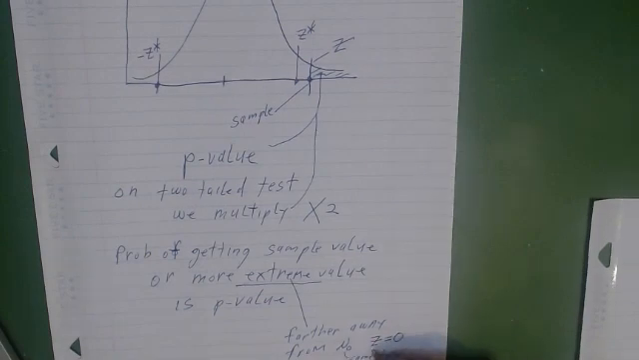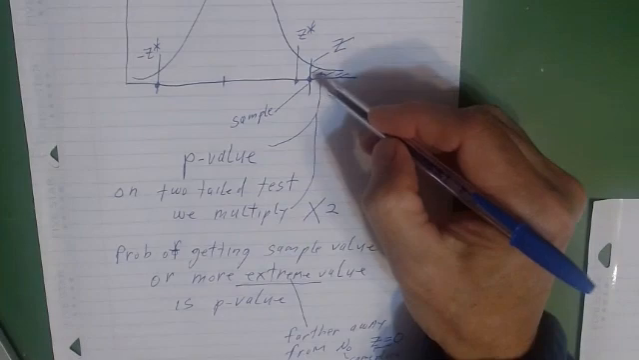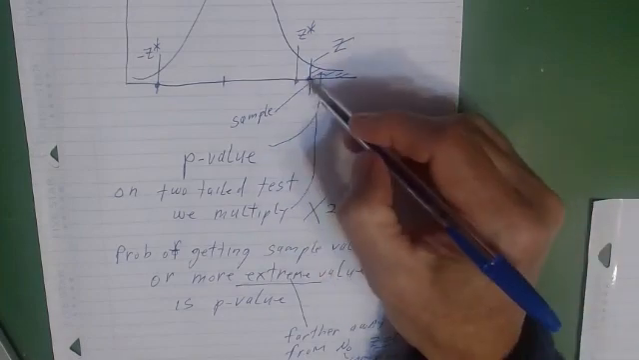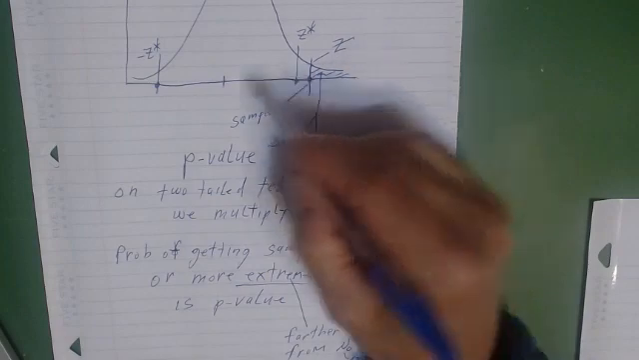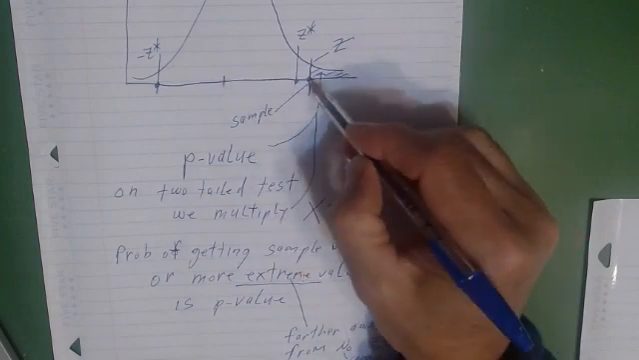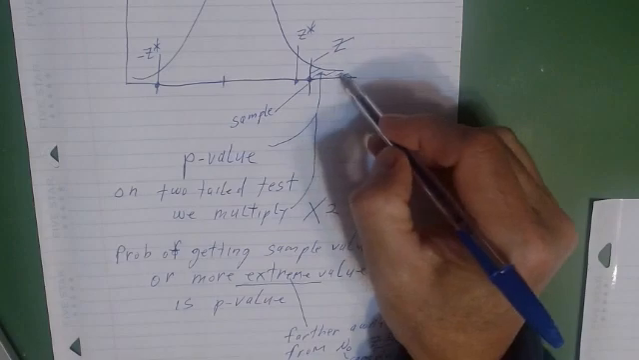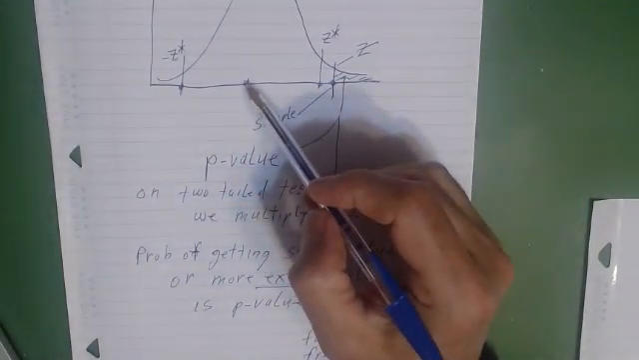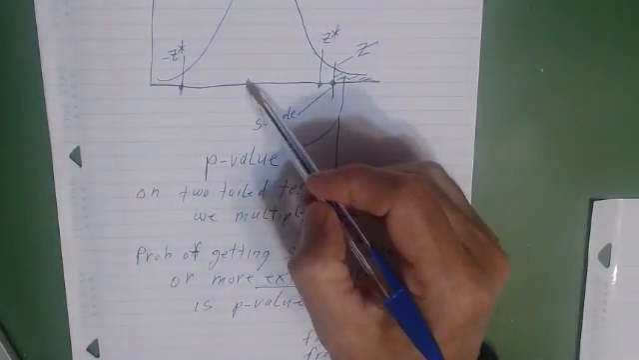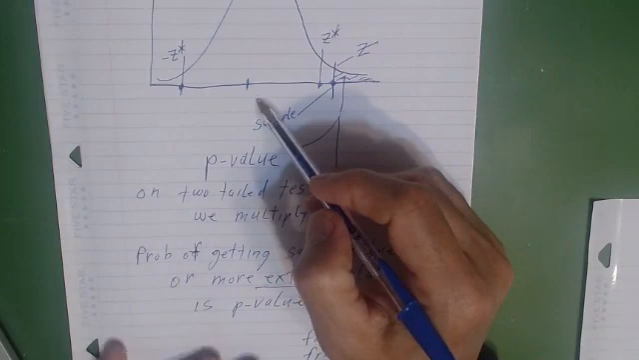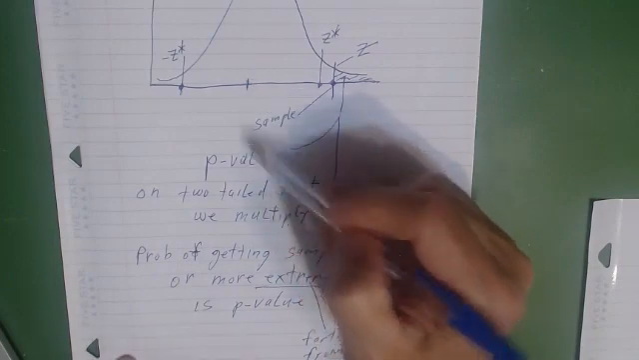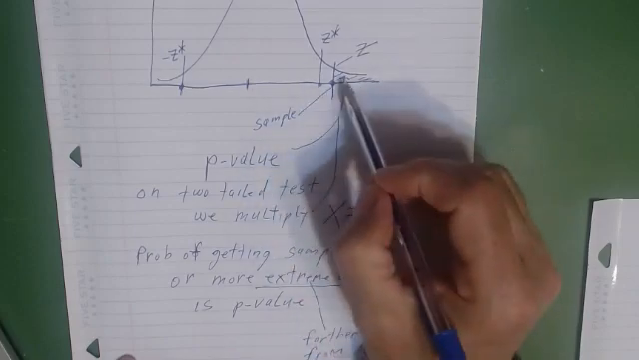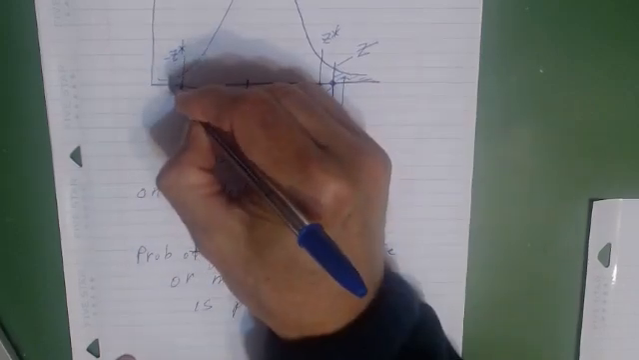Mu naught and z equals 0 are at the same place. So this area out here is the probability that a random sample would be out this far away from the mean, or worse than that, or even further. That's the p-value. But the two-tailed test says we don't know before we do the test where the sample is going to hit. So the p-value for a two-tailed test is the probability that you're going to get something that extreme, but it can be on either side.